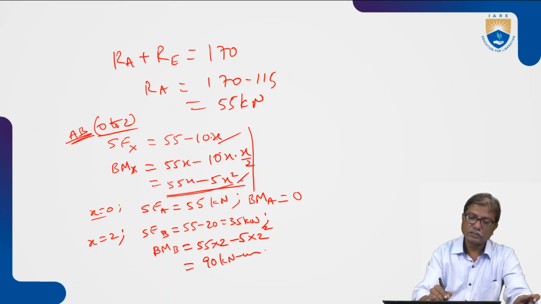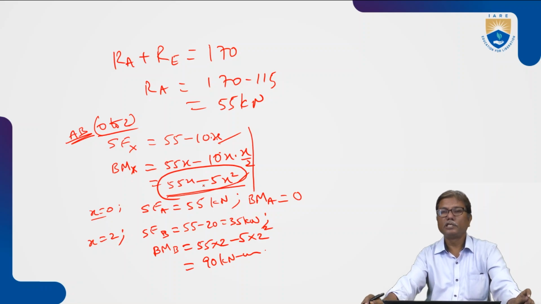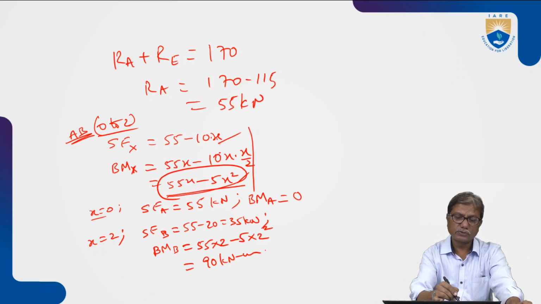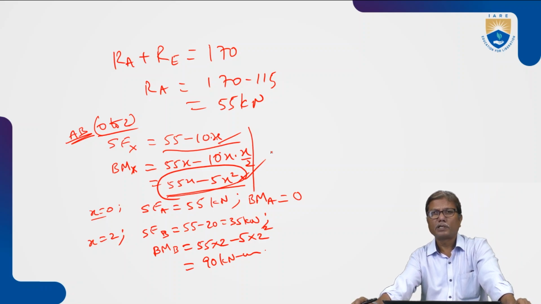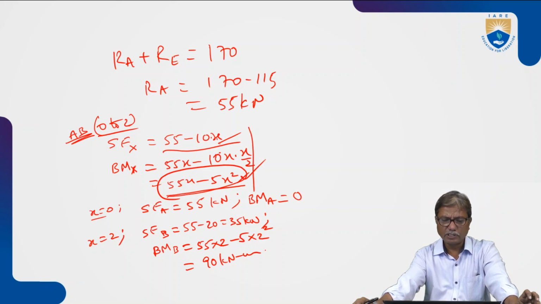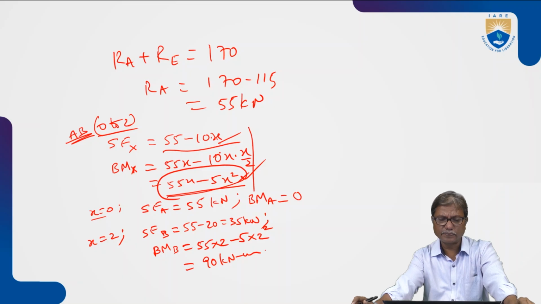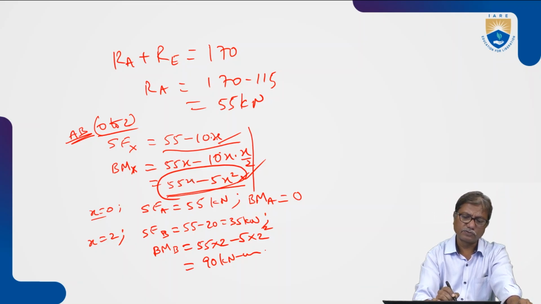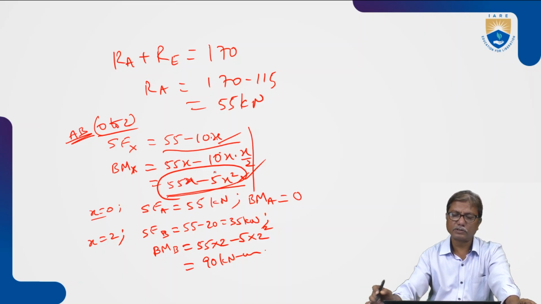And what is the variation here of bending moment? Shear force varies linearly, bending moment has parabolic variation. Variation of bending moment is parabolic. Okay, that is clear from this equation.